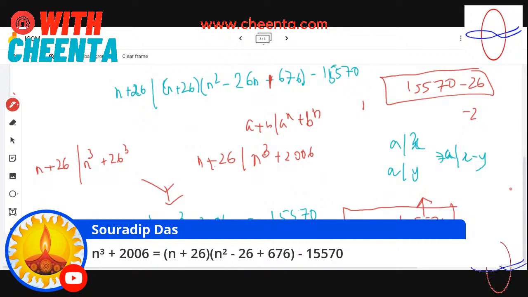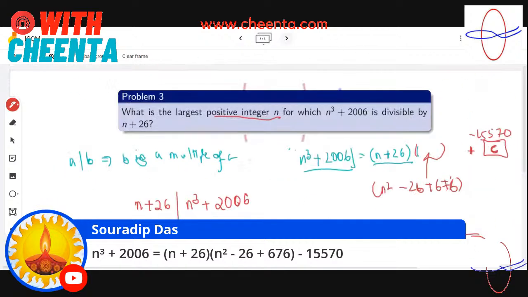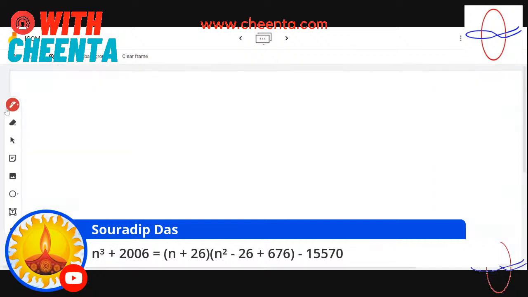Sure, I will explain. So we have used the following. Observe this very carefully. N plus 26 divides n cube plus 26 cube. Did all of you understand this? Tishika, did you understand this? Amit, did you understand this? Also, we have this: n plus 26 divides n cube plus 2006.